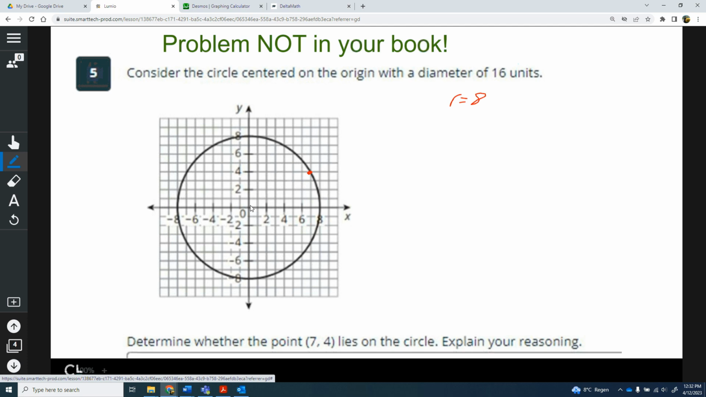Well, it's 0, 0. So I'm going to do x squared plus y squared equals 8 squared. And my point, this is my x and my y. So I'm going to put in 7 squared plus 4 squared equals 8 squared. And if this is true, then the point is on the circle. And if it's false, then the point is not.